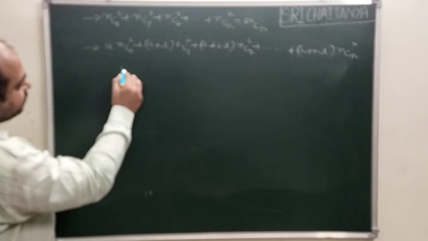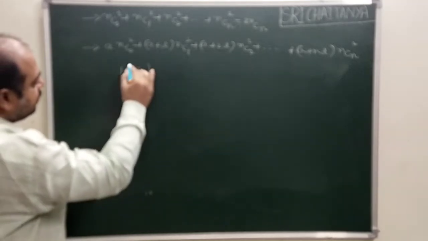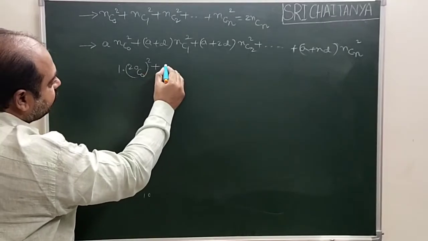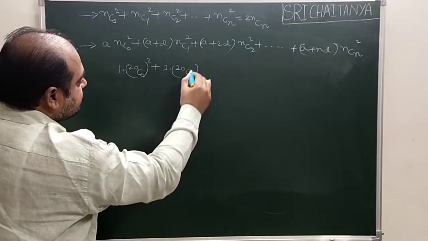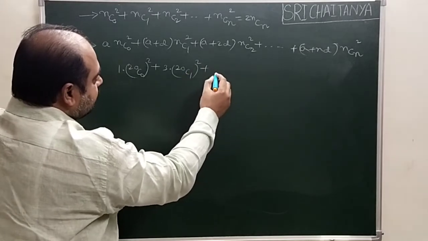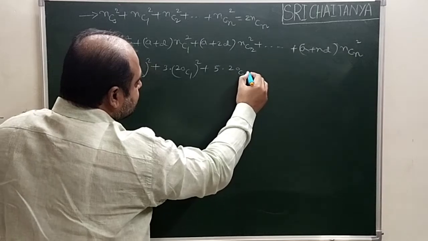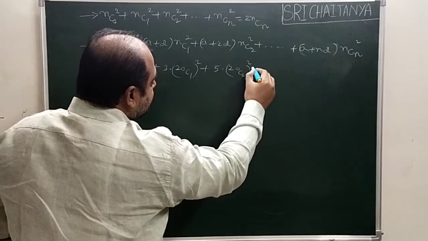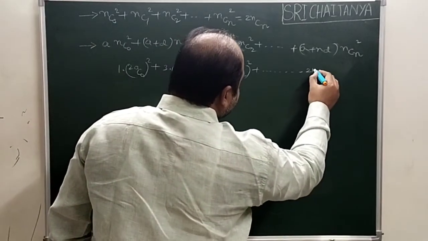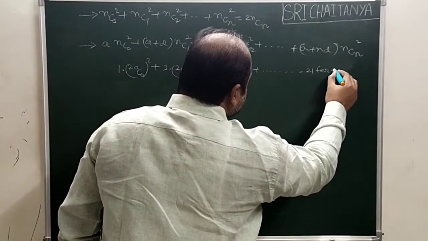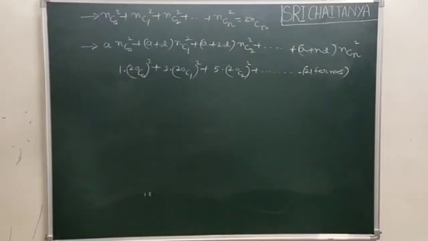Suppose it is like this. 1 into 20C0 square plus 3 into 20C1 square plus 5 into 20C2 square plus and so on. Let us say 21 terms. We have to find the sum.